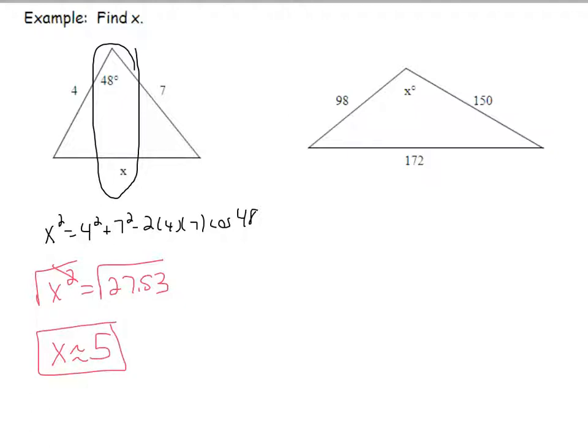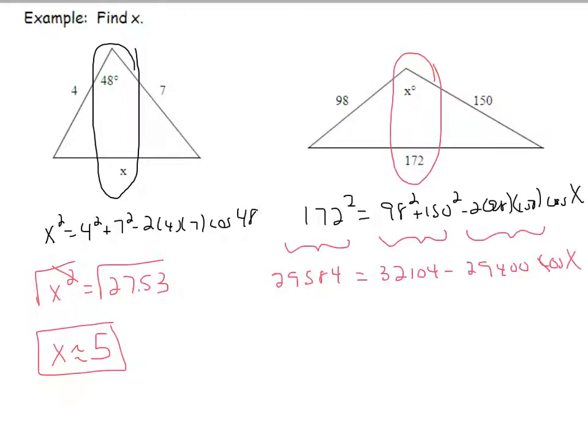In this next one, we're looking for the angle. So set it up, and then remember 3 parts, 3 steps. Subtract, divide, inverse. All right, so we want the angle here, so the 172 goes first. 98 and 150 find their spots, and then the cosine of x.